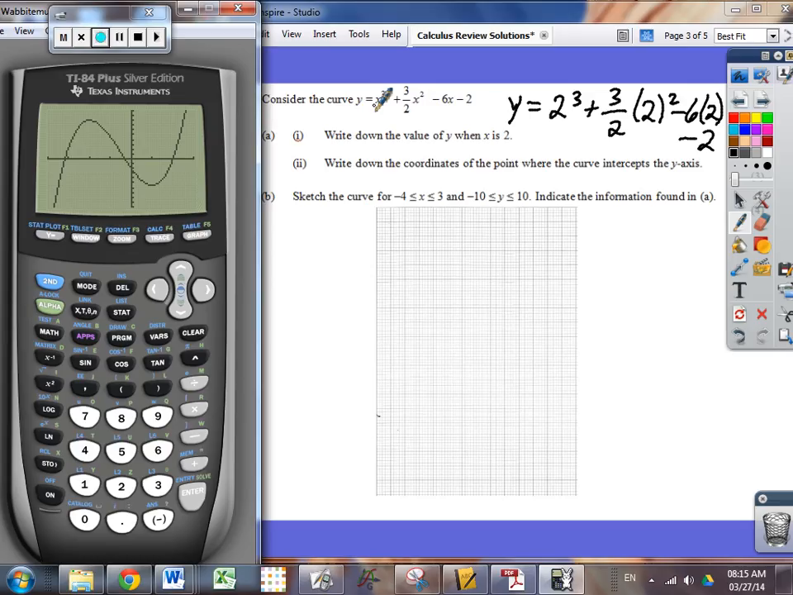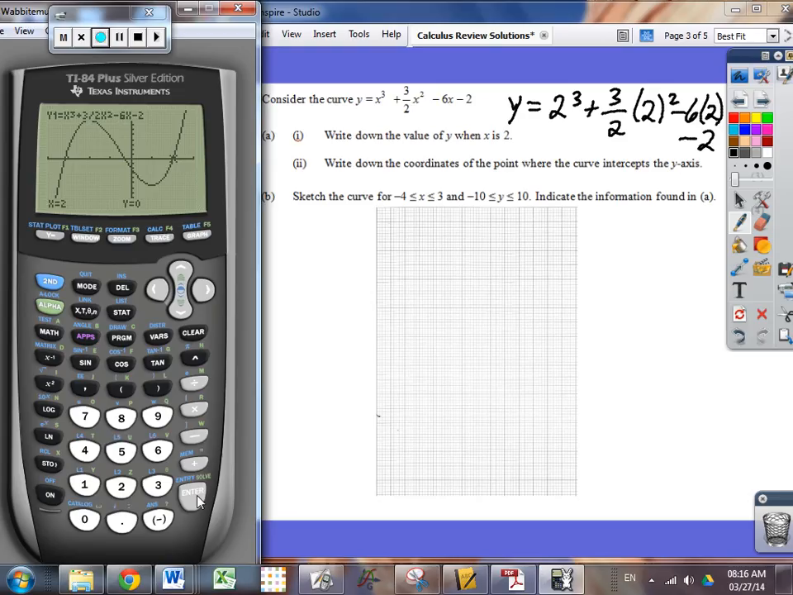So anyway, the reason I've done this is because it's a lot quicker, I think, to find the value of y when x is 2 by pressing second calc, and you can see that number 1 is value. Let's find out what is the value of the function when x is equal to 2. And your calculator tells you that y is 0 at that point.